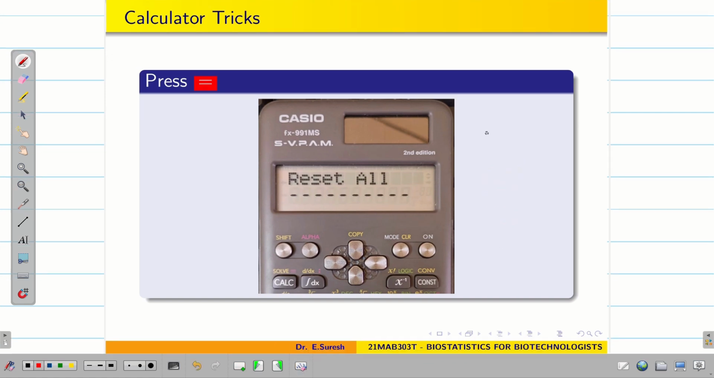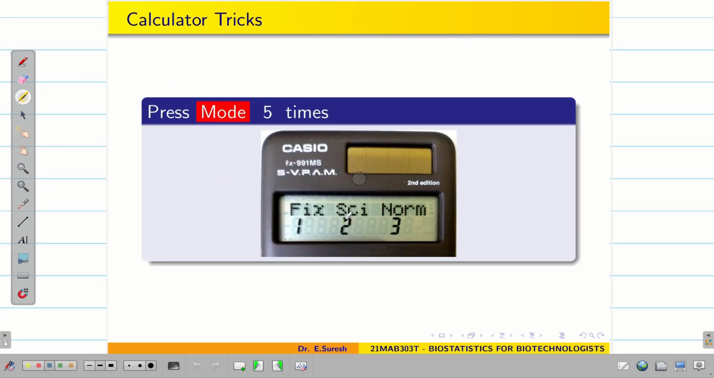Next, throughout our unit, I am going to take 3 decimal roundoff. That is more than enough. For this, we have to fix the decimal places in the calculator. For this, press mode 5 times. When you press mode 5 times, you can see the display like this.